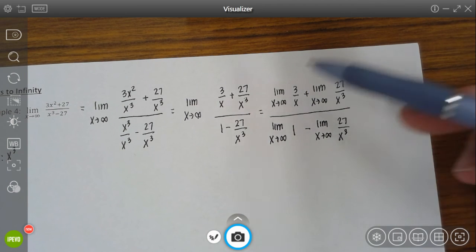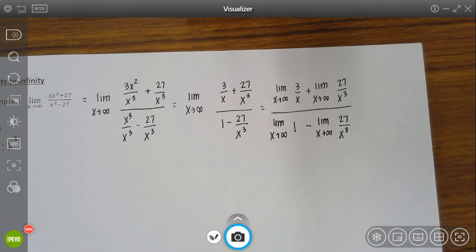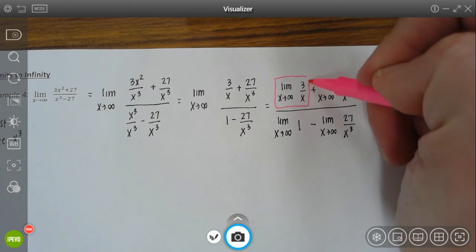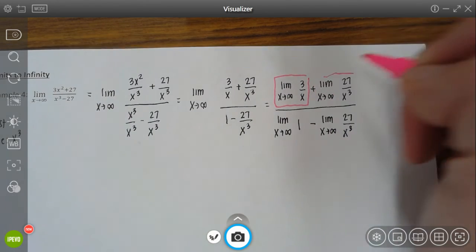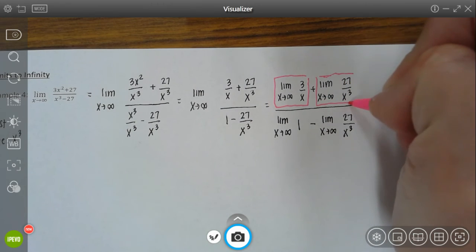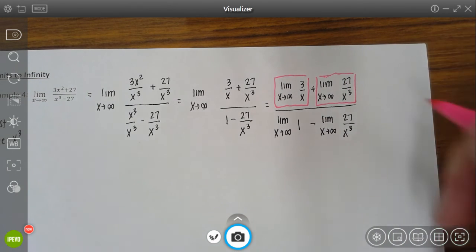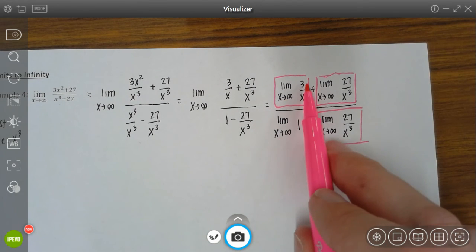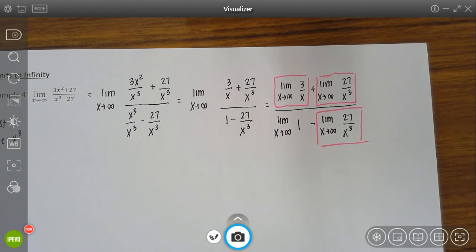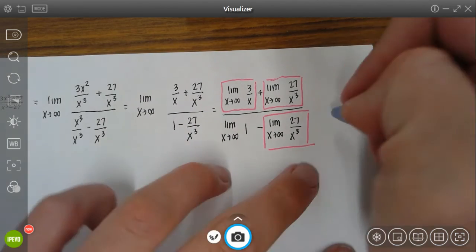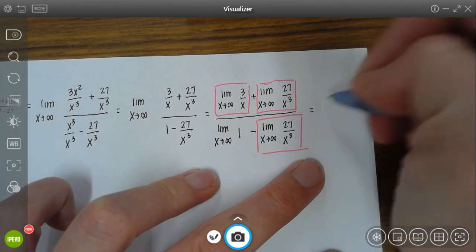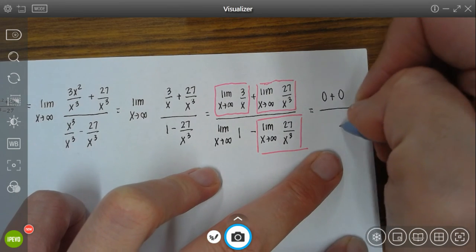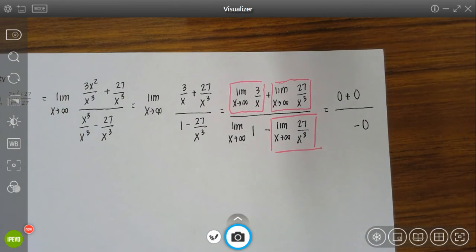And we said that there was a rule that said anytime that there was something in the form of constant over an x to any power, all of these limits of the terms in that form are going to all go to 0 because the limit as x approaches infinity of a constant over a variable is always going to be 0. So my numerator, I know, is going to be 0 plus 0. My second term in my denominator is going to be minus 0.